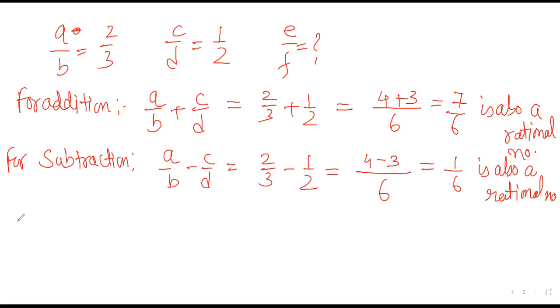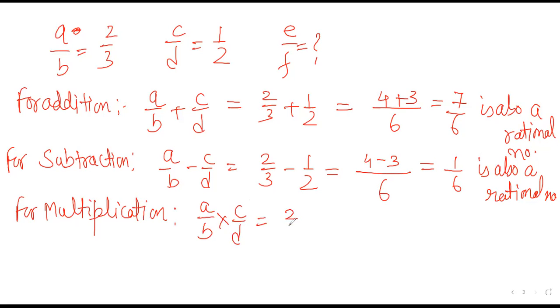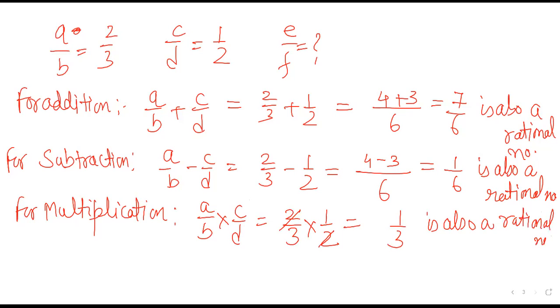For multiplication, that is a upon b into c upon d, you will put down the values 2 by 3 into 1 upon 2. 2 will get cancelled out, so you will get 1 upon 3. It's also a rational number.